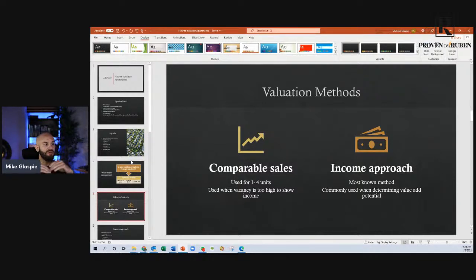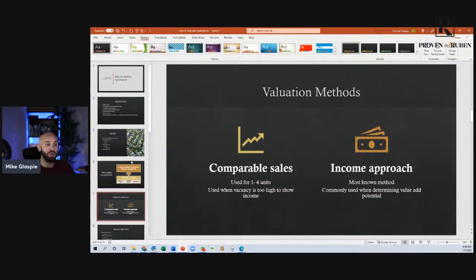This is used for 1 to 4 units. Even quadruplexes, duplexes, and triplexes are all valued the same way. The other way is called the income approach, and that's what we're going to focus on primarily today. The income approach is very common when we get to apartment complexes, because now we're worried about how much income this actually produces.